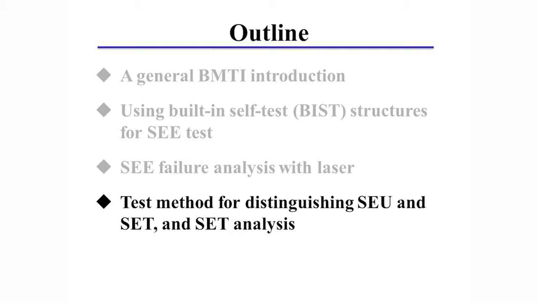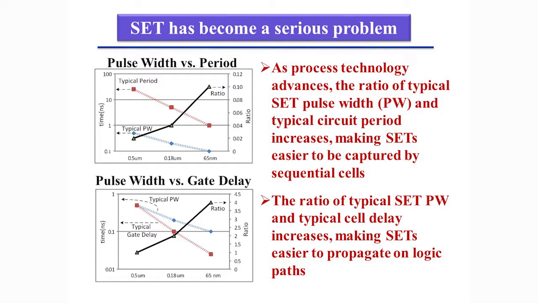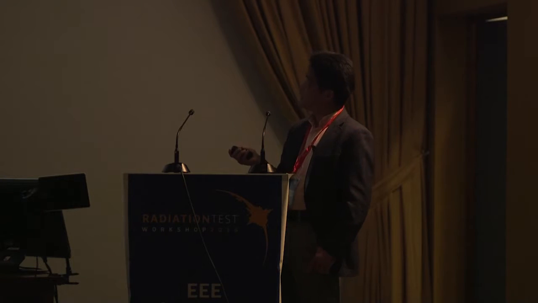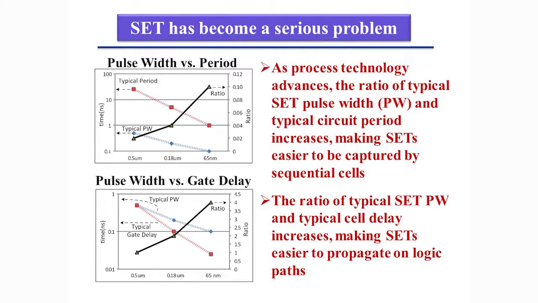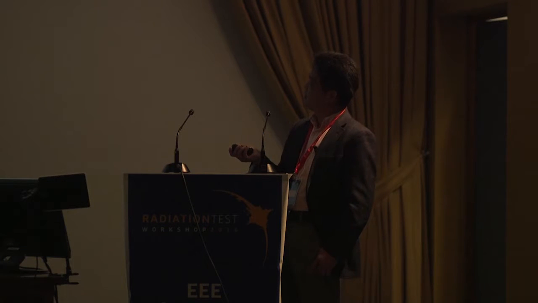Finally, I will talk about the test method for distinguishing SEU and SET. Also, we will give some SET analysis. I think a lot of talk about SET has become a serious problem, because as process technology advances, the ratio of the typical SET pulse width and the typical circuit period increases, making SET easy to be captured by sequential cells. So here is the figure. And we also find the ratio of the typical SET pulse width and the typical cell delay increases, making SET easier to propagate on logical paths.